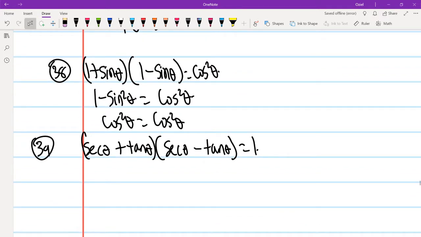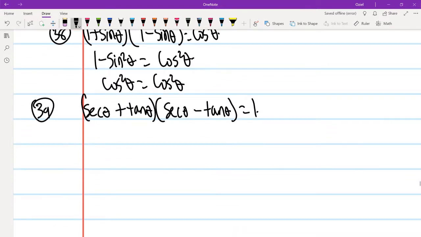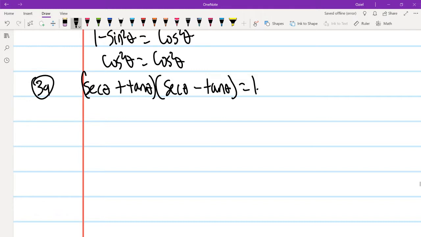and basically, FOIL it out and find out what it is. So I'm gonna do it with the FOIL method. So it's gonna be secant squared of theta minus tangent squared of theta equals 1, because the middle term cancels out.